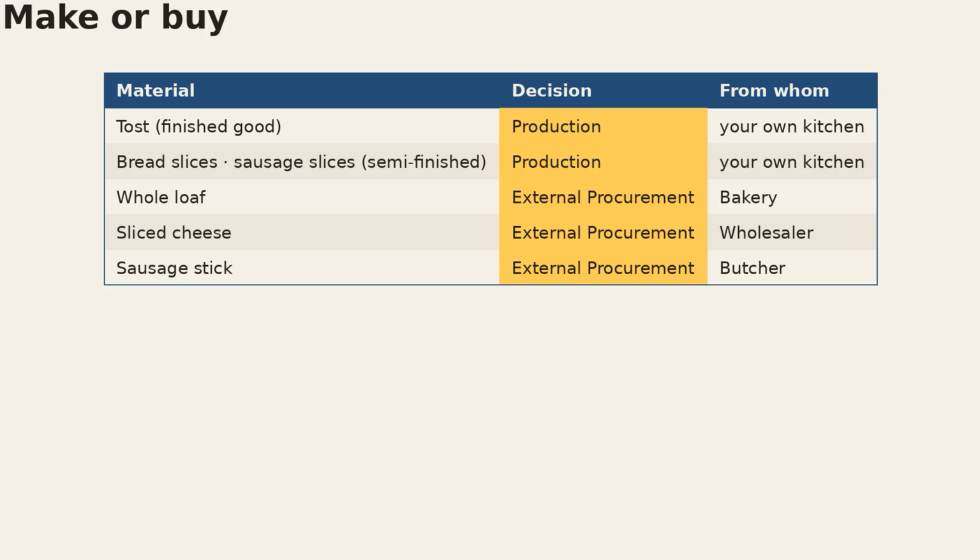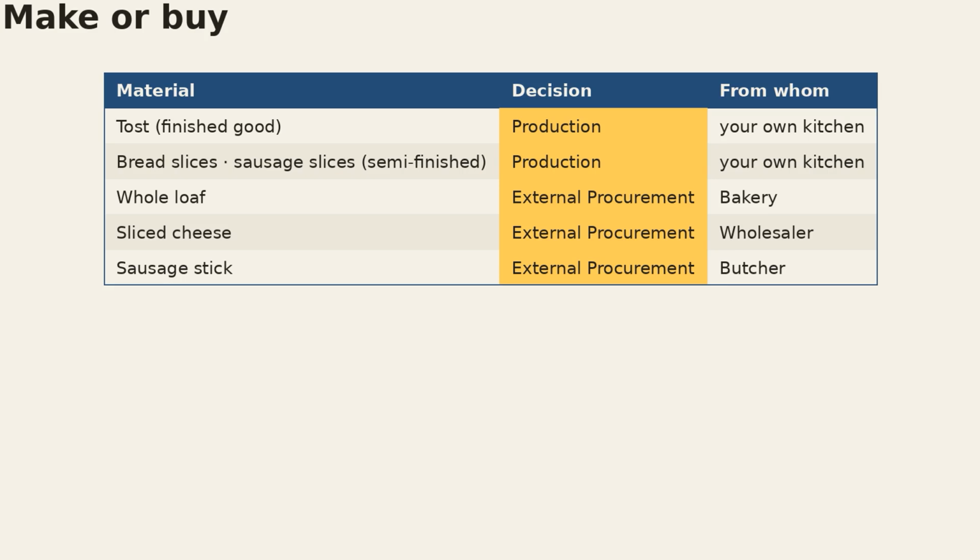The toast itself we make. The bread slices and the sausage slices we also make, because cutting is our job. But the whole loaf is made by the bakery, the sausage stick by the butcher, and the sliced cheese is prepared by the wholesaler. Those we procure from outside.